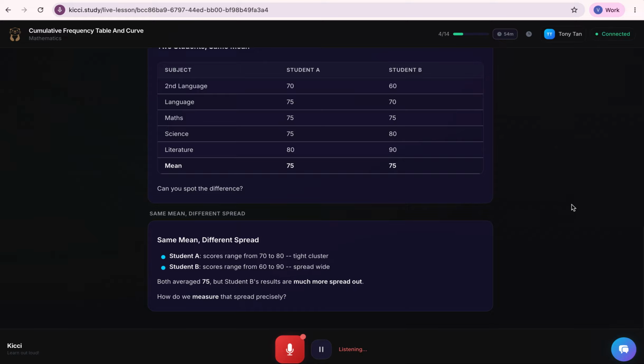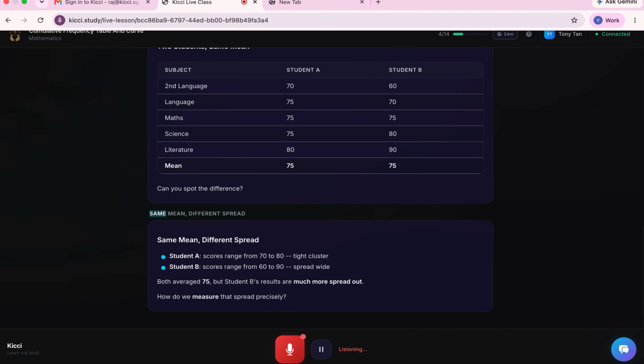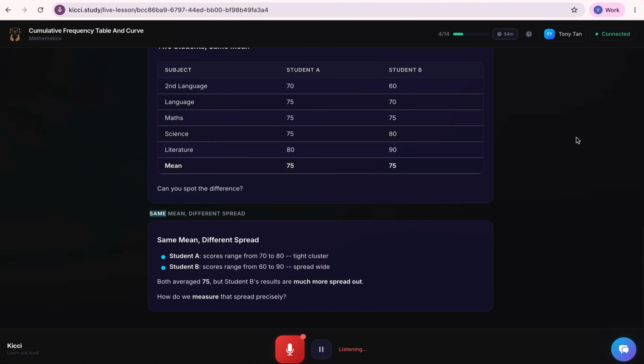So, just to make sure we have the key idea, which student would you say is more consistent in their performance? Student A. Exactly, Tony. Student A is more consistent because their scores are all close together. Now that we know why spread matters, ready to learn what the word cumulative means and how that applies to this? Yeah, please, go ahead.